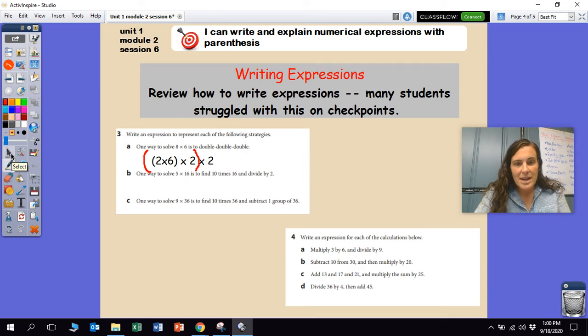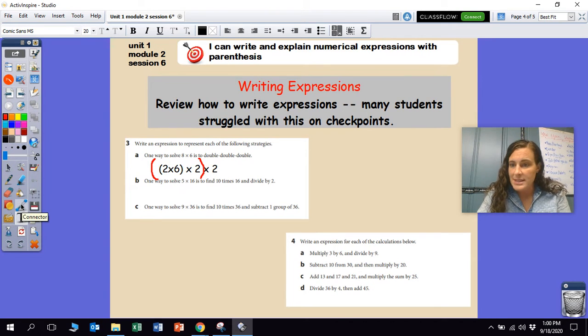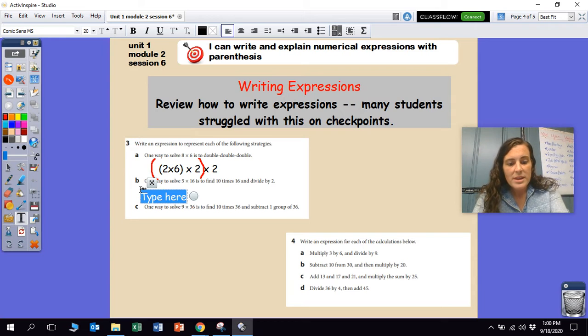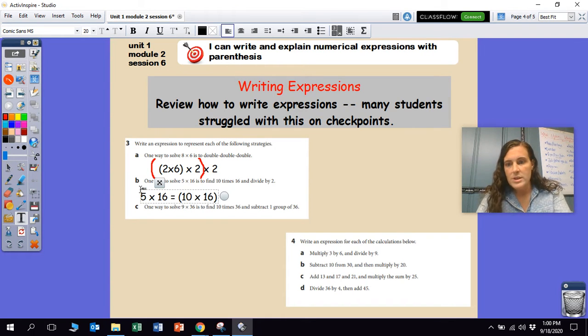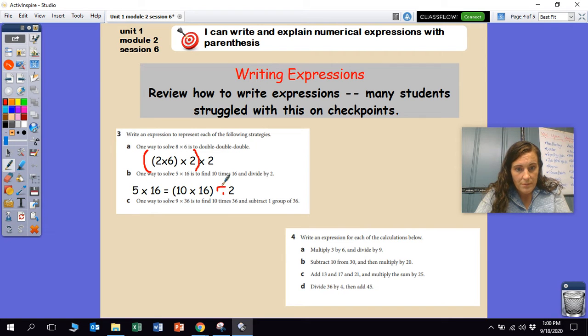One way to solve 5 times 16 is to find 10 times 16 and then divide by 2. So what they're saying here is 5 times 16 is equal to saying 10 times 16. Always use your parentheses to show we're grouping that part together. And then taking that and dividing it by 2. Or really, we're showing that strategy that 5 is half of 10. And since 10's facts are so fast, it can help you get to those 5's facts a lot faster. So instead of saying 5 times 16, I can say 10 times 16, and then slice that in half to find my 5 times 16.